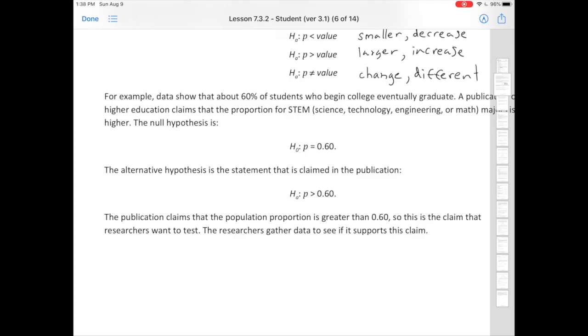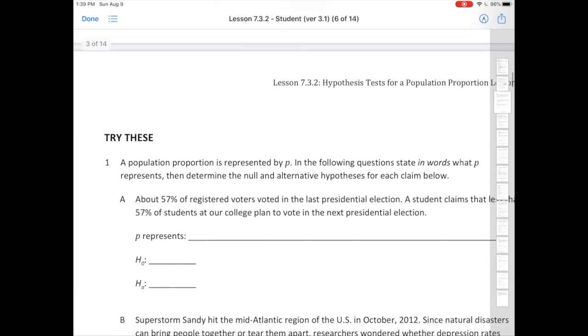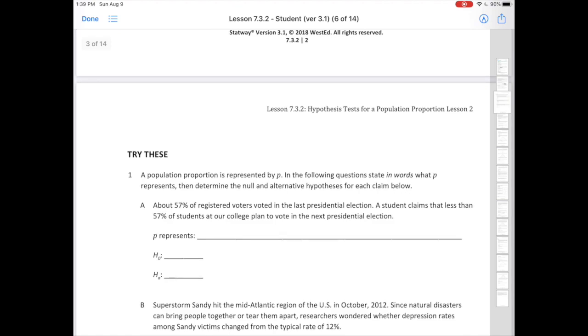The publication claims that the population proportion is greater than 0.60, so this is the claim that researchers want to test. The researchers gather data to see if it supports this claim. So what we're going to do right now is practice reading a problem, coming up with our own P, and then writing down what the null and alternative hypothesis would be for that problem.